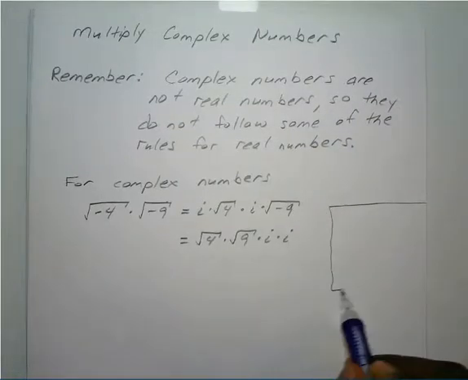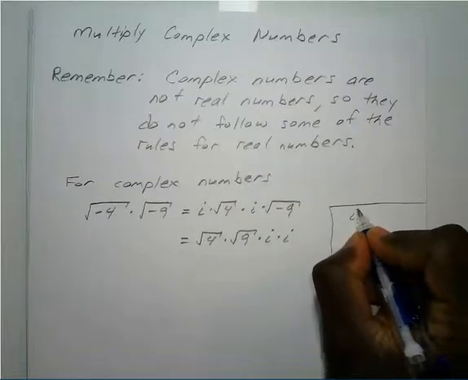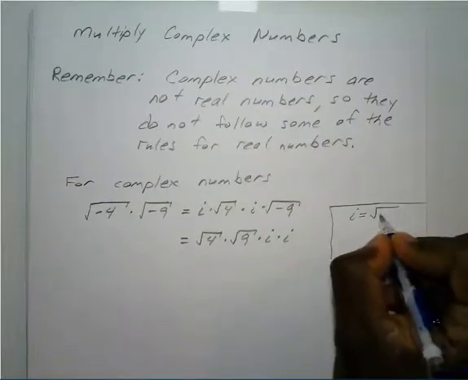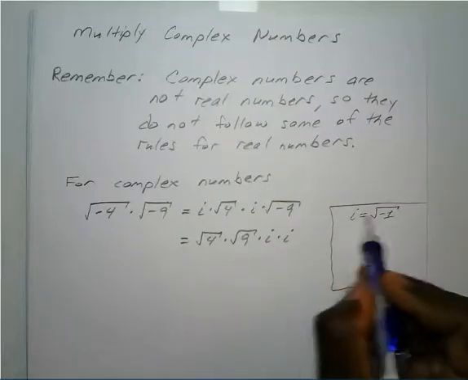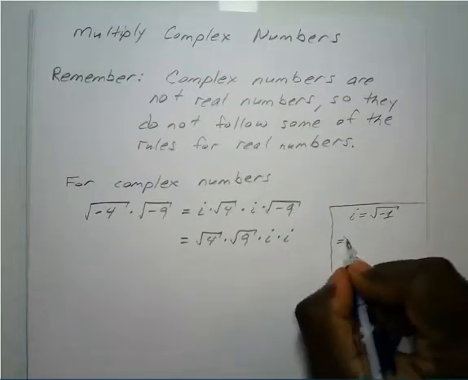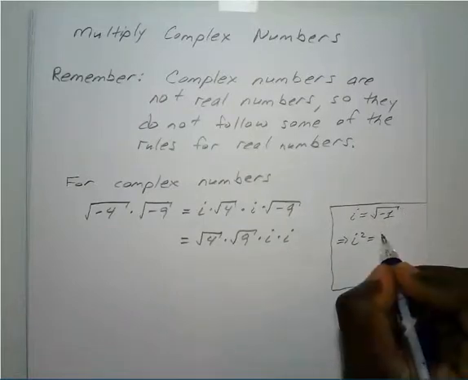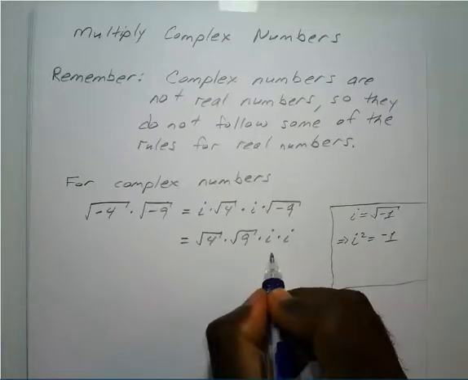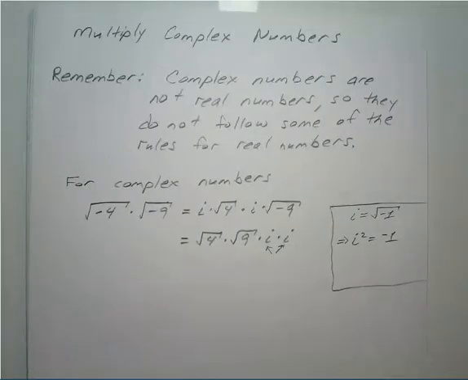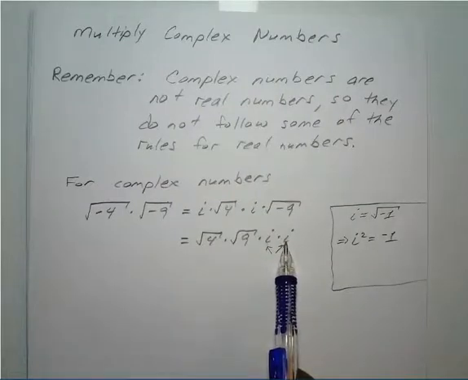If you remember from the last video that introduced complex numbers, i is equal to the square root of -1. So if you square both sides, that gives you i squared equals the square, and the square root would cancel out. So i squared equals -1. Kind of treat these like, if you had x times x, you'd get x squared. Same thing here. i times i is i squared.